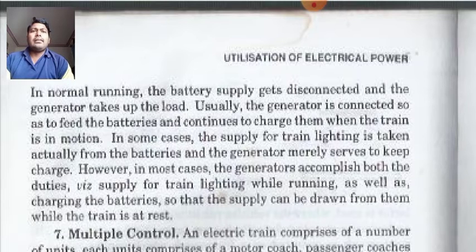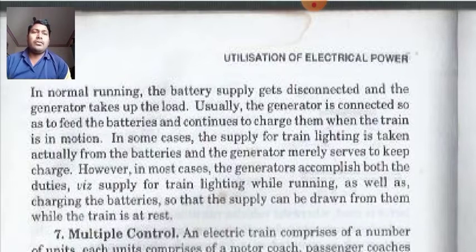Usually the generator is connected so as to feed the batteries and continues to charge them when the train is in motion. In some cases, the supply for train lighting is taken actually from the batteries and the generator merely serves to keep charging. However, in most cases, the generator accomplishes both duties, viz. supply for train lighting while running as well as charging the batteries, so that the supply can be drawn from them while the train is at rest.